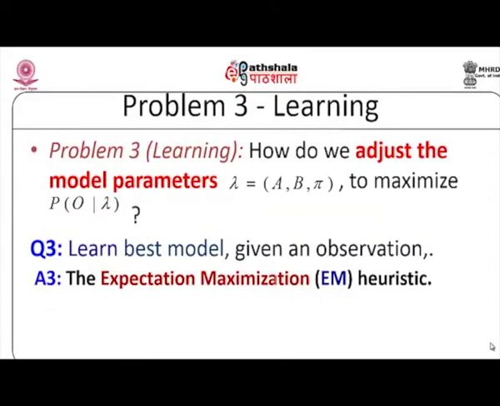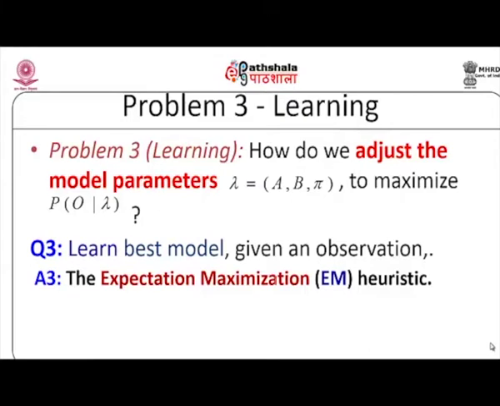And the third problem, which we are going to discuss in the next module, is how do we adjust the model parameters. The model parameters are the transition probability, the emission probability and the initial probability, such that given the model, the probability of observing that sequence is the maximum. So, learn the best model given the observation. This is done by the expectation maximization heuristic, the EM heuristic. So, these are the three major algorithms: the Baum-Welch algorithm, the Viterbi algorithm and the expectation maximization heuristic.